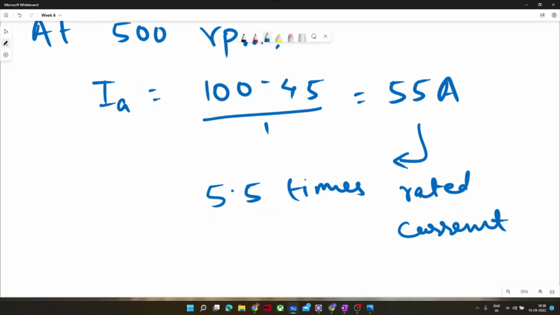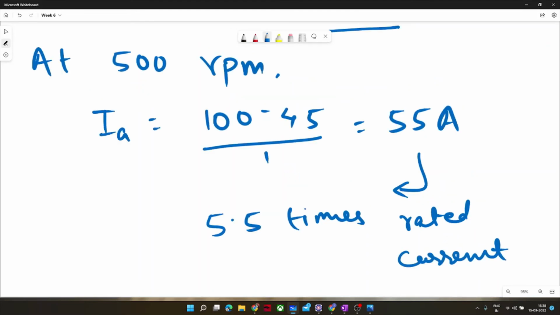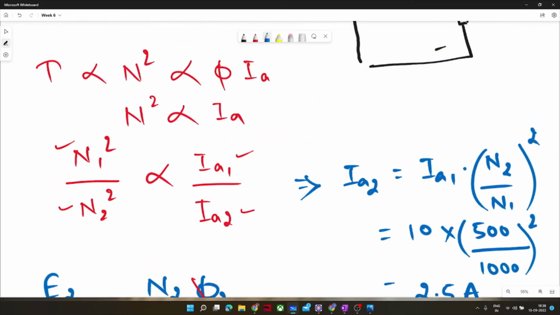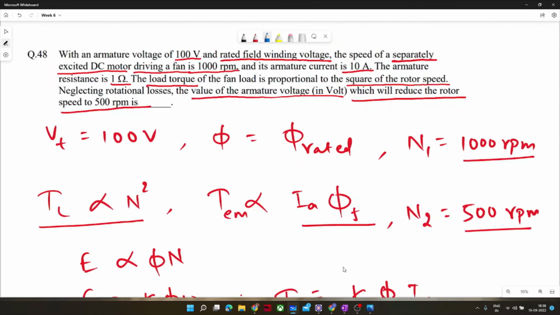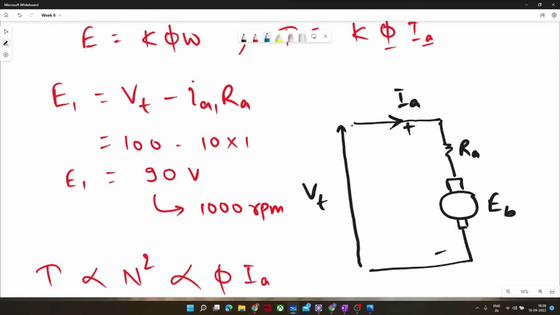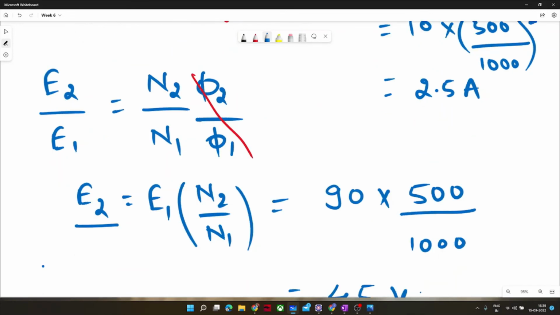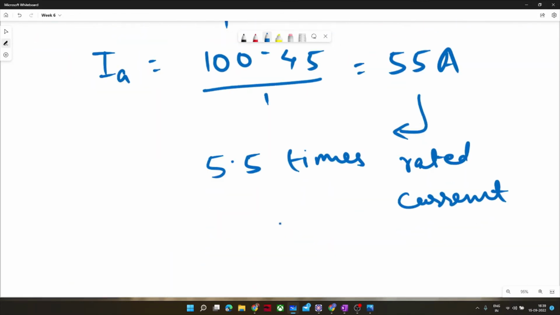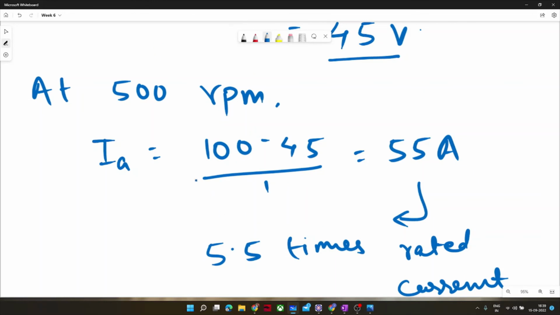You got it, Anwar? Why are we managing armature voltage? Because that's where we have the control. We do not have control on induced EMF because that will depend on speed only. So for that purpose, we need control on the supply side. That's why it is asking how much armature voltage will be applied so that this motor speed will be reduced to 500 rpm. Okay, is it fine, Anubhav? Yeah, fine, thanks.